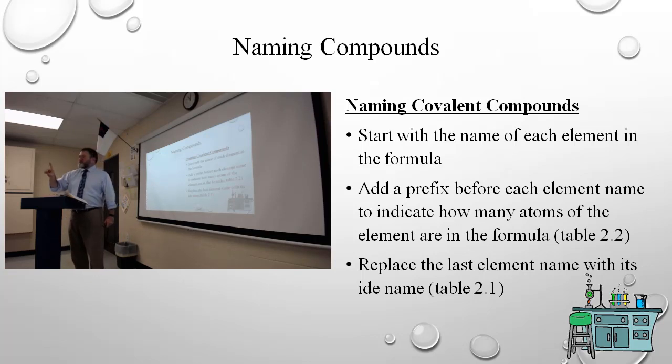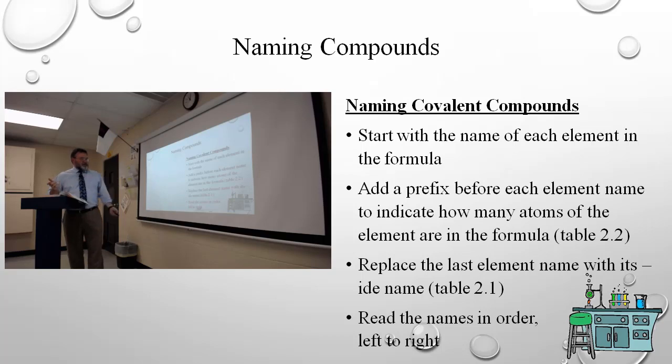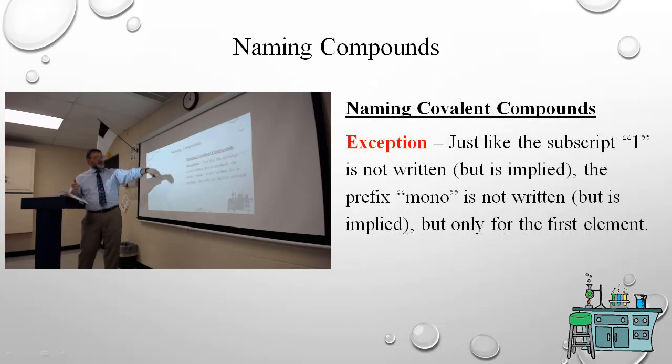With one exception. There's always an exception, right? Some of you are exceptional and some of you are the exception. Here we go. We're still going to read them left to right, but here's the exception. Just like we have the subscript 1, which we don't use, the 1 is always implied. 1 in the prefix is said as mono. Mono means 1. But we never start a compound's name with the word mono. We don't start with mono.